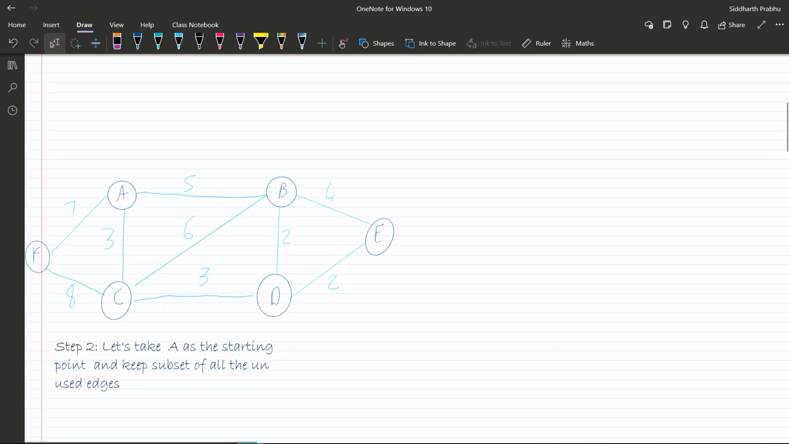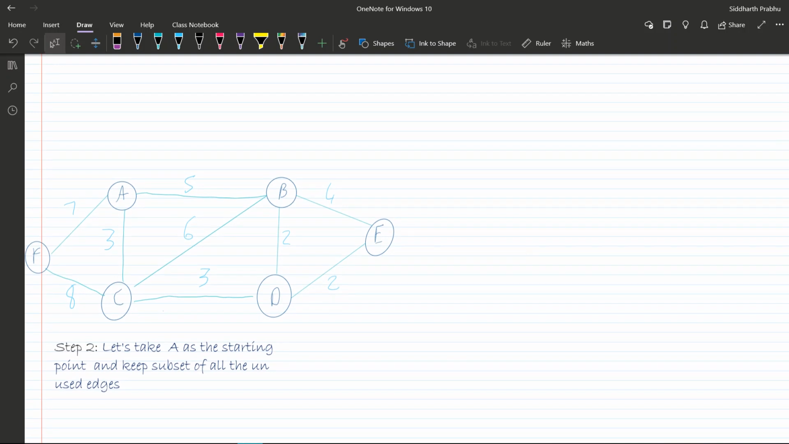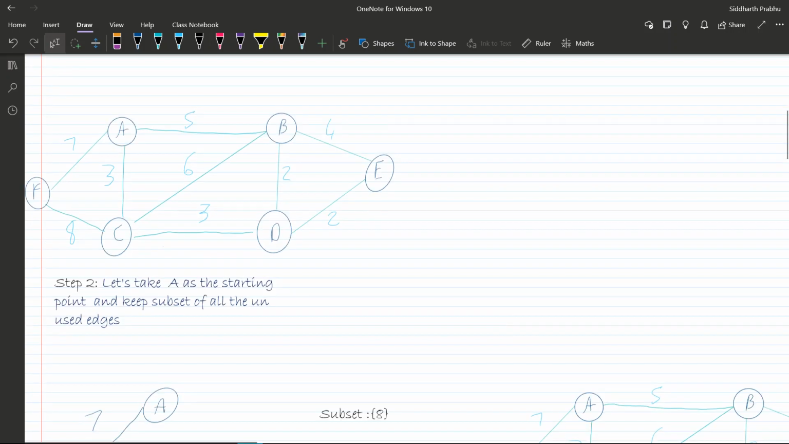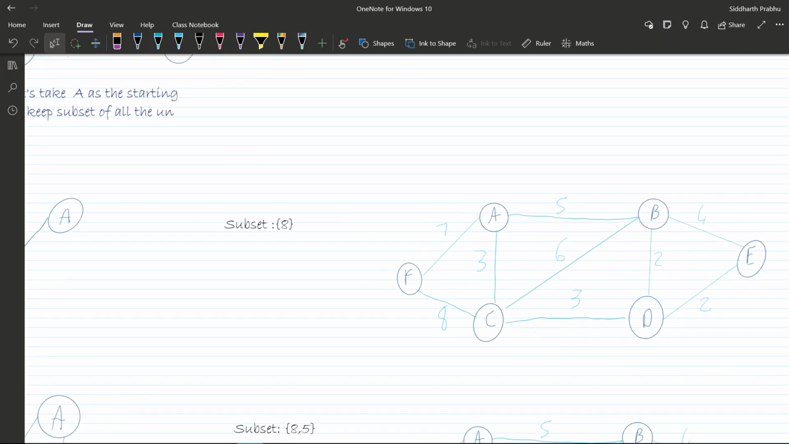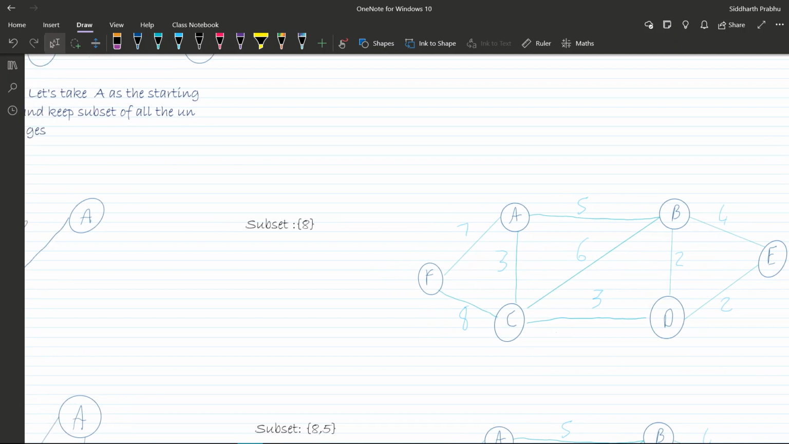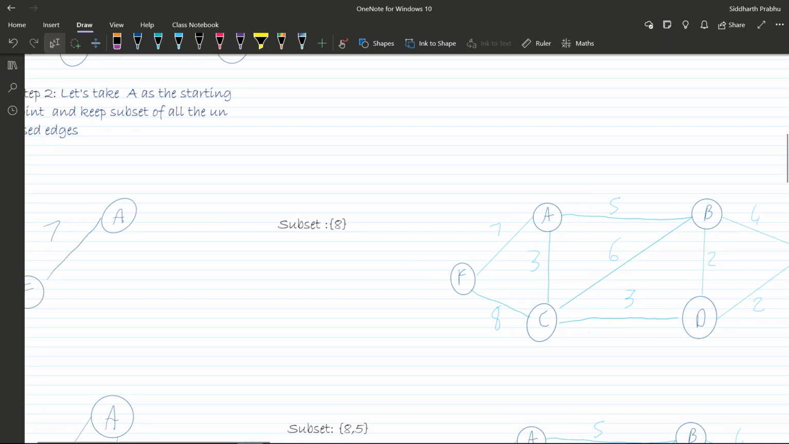Then on to the second step, in which we consider the F vertex as the starting point for the minimum spanning tree, and we'll also keep a subset of all the unused edges, as it will help in building the minimum spanning tree. So as you can see, this is a graph. If we start from F, we have two options, either to go to A or to go to C. But as FA is less than FC, we will take FA into consideration, and the value of the edge FC will be put into the subset, and hence the subset is 8.